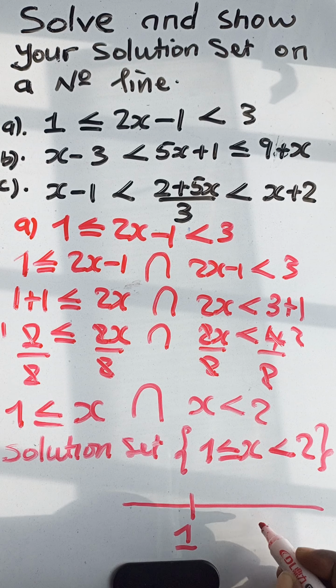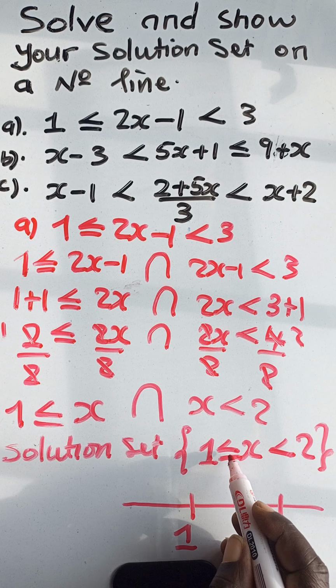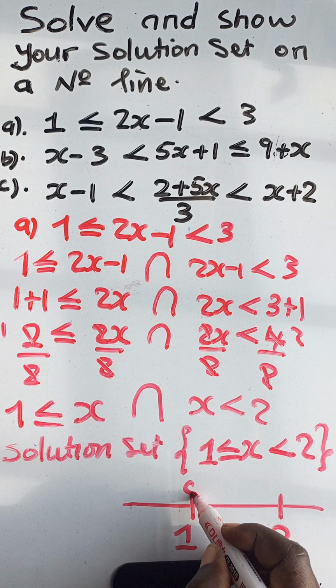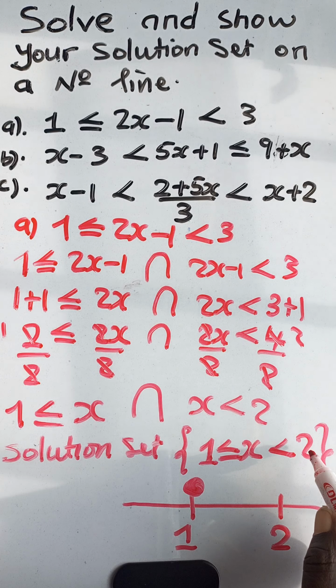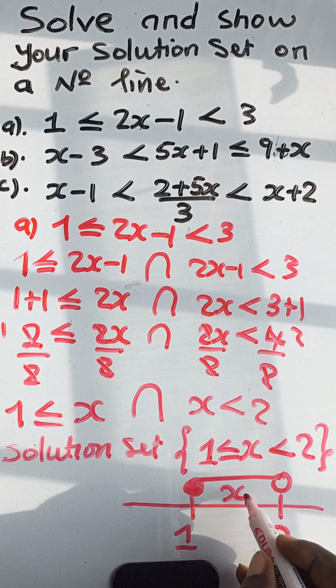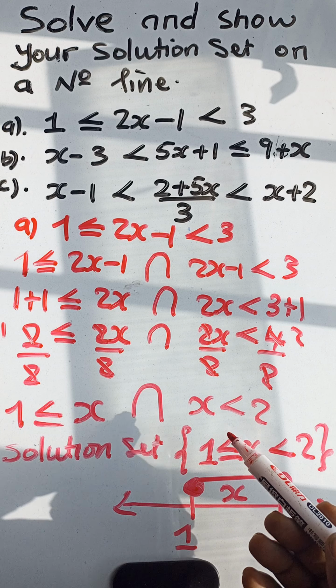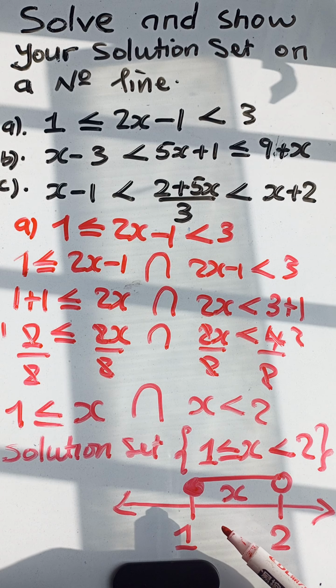All right, so on the number line we have 1 here, we have 2 here. At the end 1, we have a closed circle. At the end 2, we have an open circle. So this is how we represent this solution set on the number line.